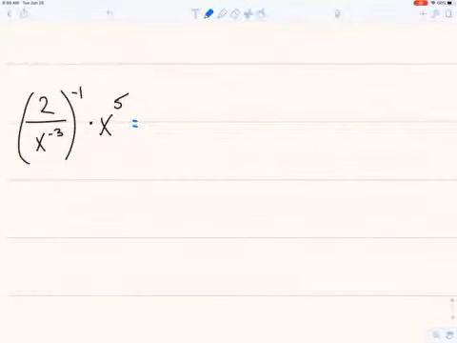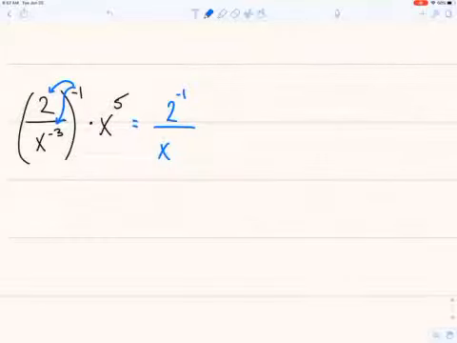I'm going to be torn a little bit because there's a couple different approaches I can use. I think the approach I'm going to use is going to be, and I don't want to use the word distribute because it's not technically distributing, but I'm going to apply that -1 to the 2 different values on the inside. 2 to the -1 is what I get on top, and x to the -3 times -1 is +3 on the bottom. And I'm not going to use parentheses anymore because I've used up that -1 that was outside of parentheses, and I have x to the 5th. I'm going to continue on, and I'm going to keep 2 to the -1 just for now.